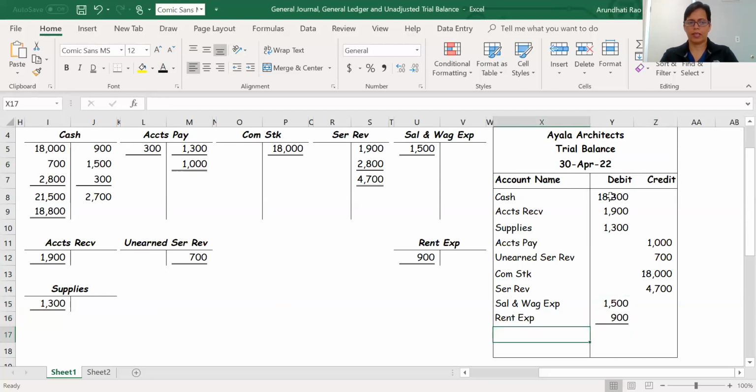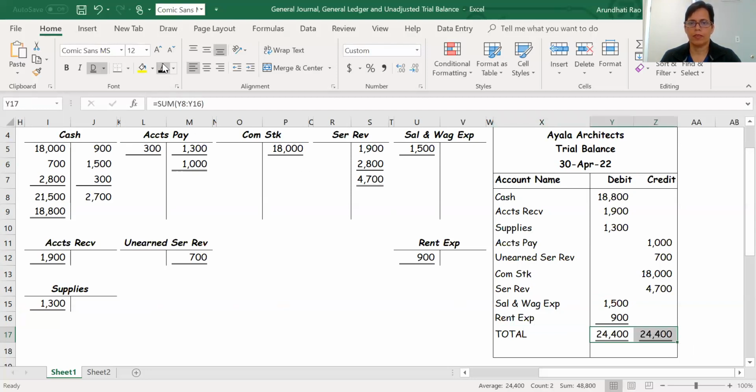Now, all that's left to be done over here is adding up these columns. The debit column and the credit column. It should be the exact same number on both sides. If it's not the exact same number, we're in a lot of trouble. We made a mistake somewhere and we need to go back and look where the mistake was. Okay, so 24,400 on both sides, which means we are in good shape. All that's telling you is when you did your journal entries, your total debits were equal to total credits.